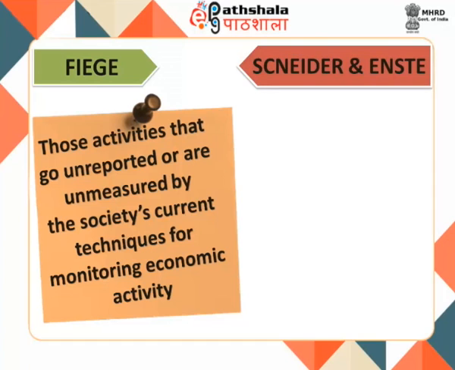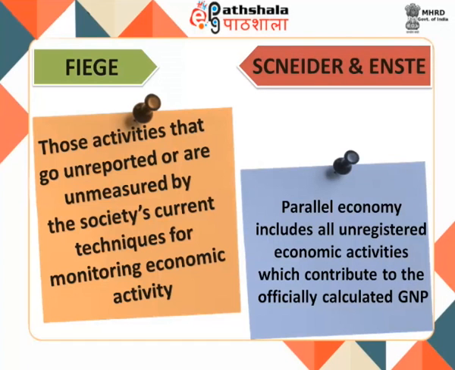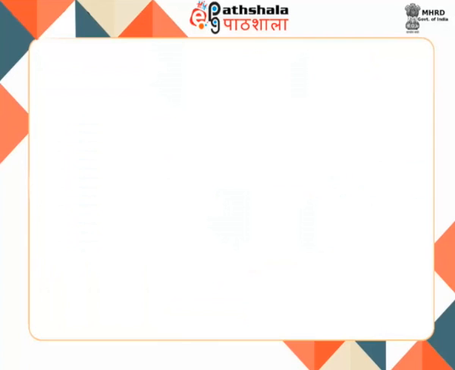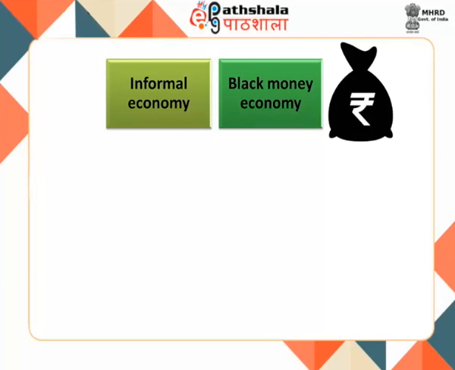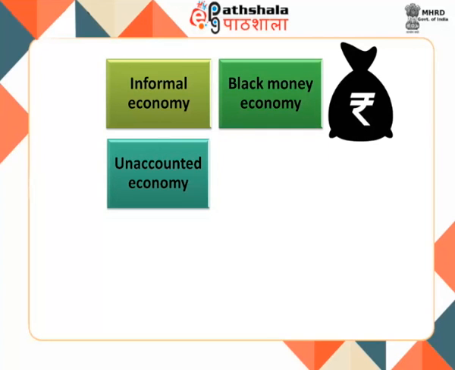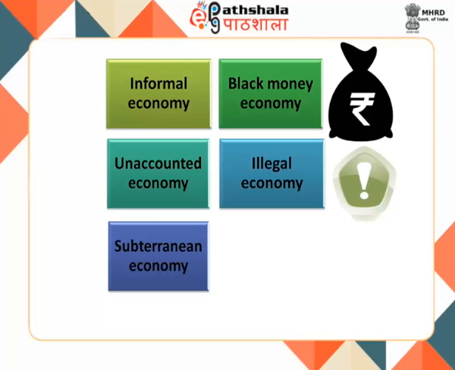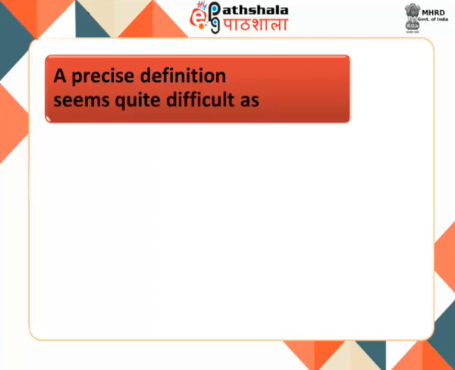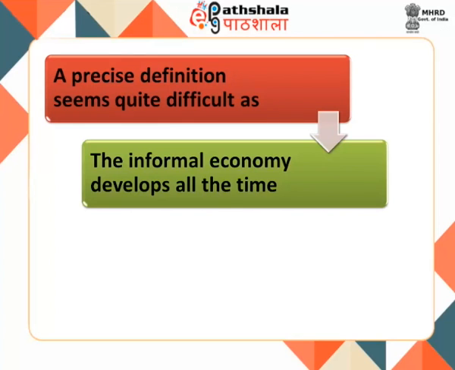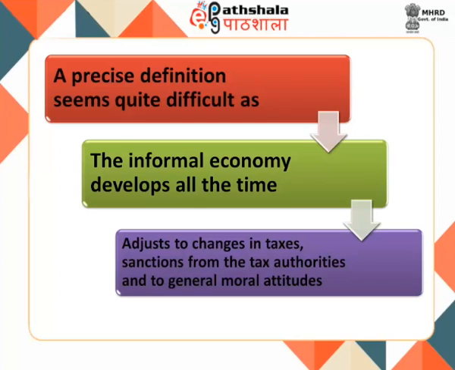According to Snyder and Ernst, parallel economy includes all unregistered economic activities which contribute to the officially calculated GNP. A parallel economy may also be termed as informal economy, black money economy, unaccounted economy, illegal economy, subterranean economy, or unsanctioned economy. In general, a precise definition seems quite difficult as the informal economy develops all the time and adjusts to changes in taxes, sanctions from the tax authorities, and to general moral attitudes.